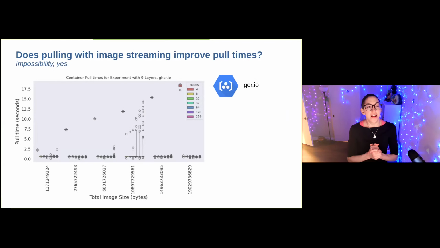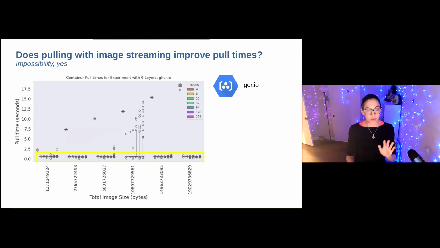Okay. Now, does pulling with image streaming improve pull times? When I first saw this plot, I was very perplexed. So what you're looking at is the total image size on the x-axis and the pull time. Across sizes, for cluster sizes 8 until 256, the pull time is like a second. I mean, it's like instant. The interesting thing is that it was only the size 4 node cluster.